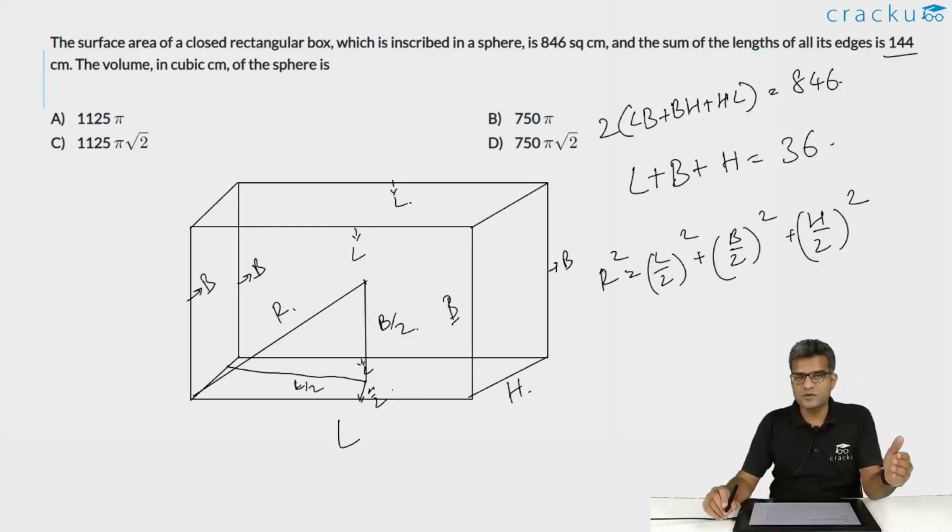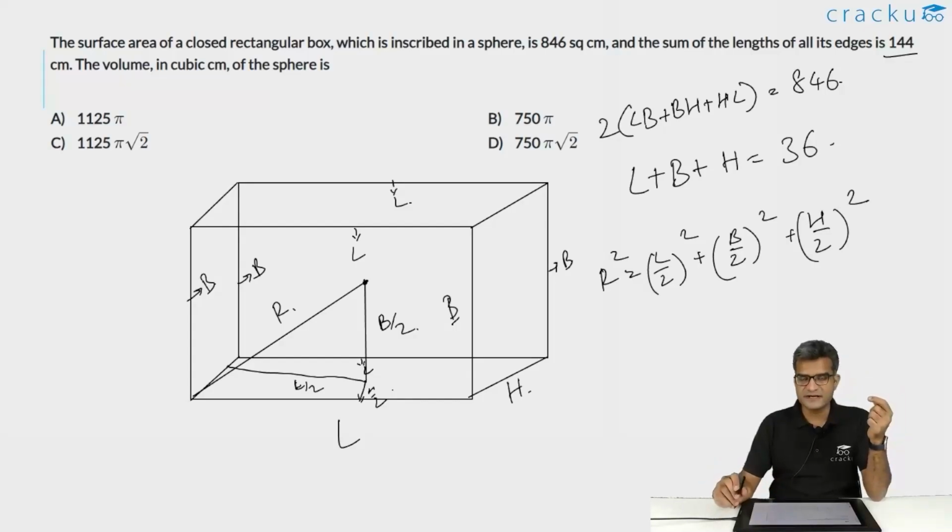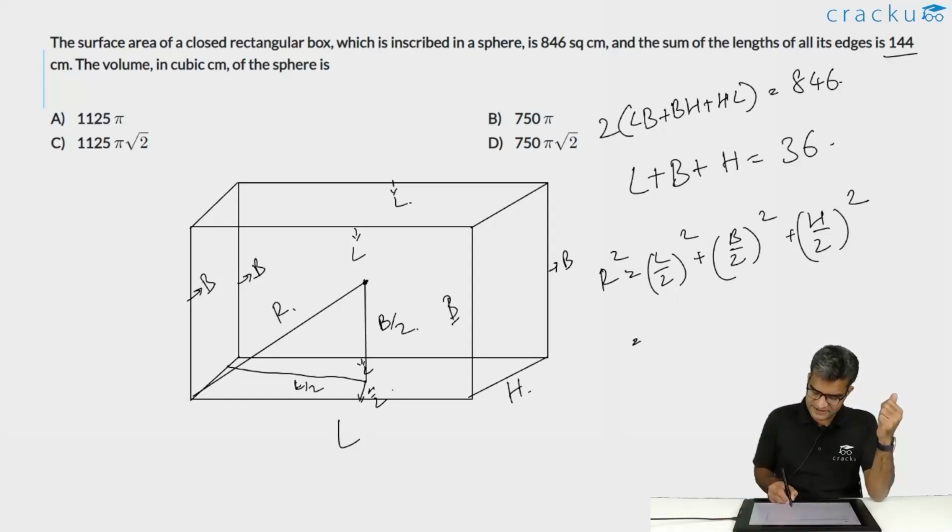It is similar to the length of the diagonal of a cuboid. The length of the diagonal of a cuboid is square root of L square plus B square plus H square, but this will be the center point of the diagonal. So the radius will be L by 2 square plus B by 2 square plus H by 2 square. That is the value of R square, which we can actually calculate. This is equal to L square plus B square plus H square divided by 4.